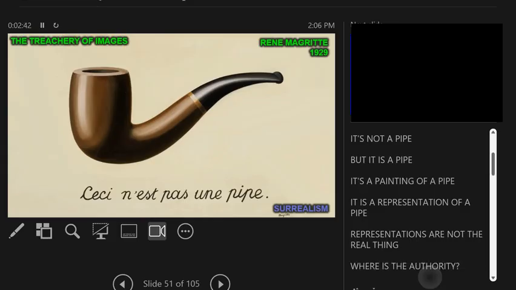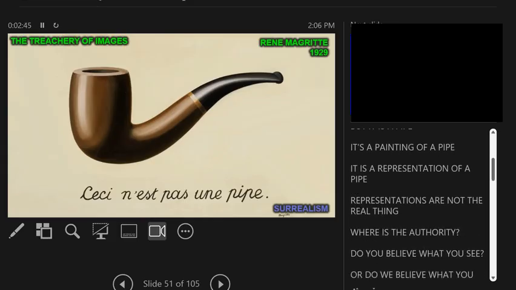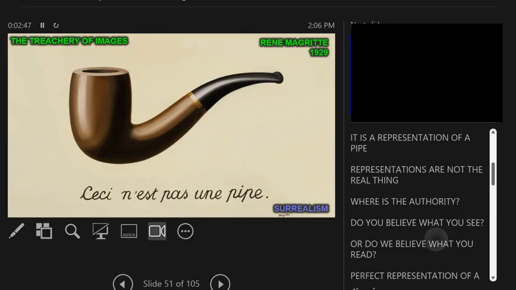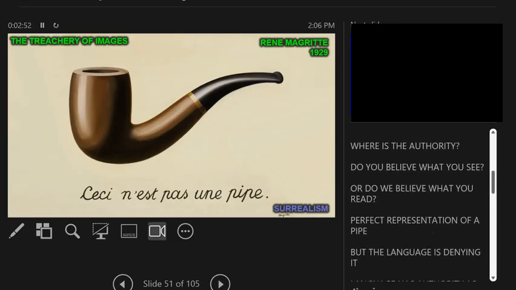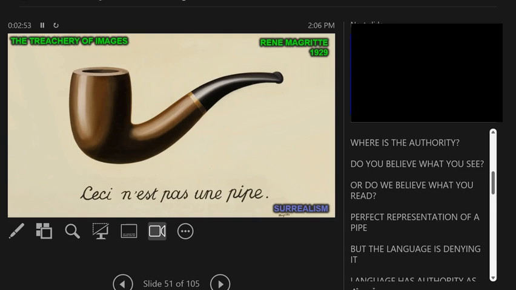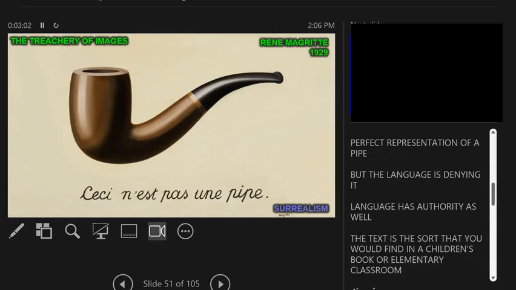It looks like a pipe, but the words say it's not a pipe. It's a painting of a pipe. It's a representation of a pipe. And representations are not the real thing. So where is the authority? Do you believe what you see or do you believe what you read? And you know what? You're going to have a hard time in this new AI world, right? Because I can't believe anything anymore.